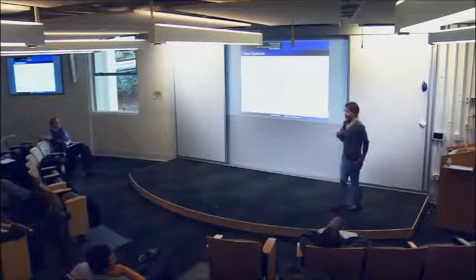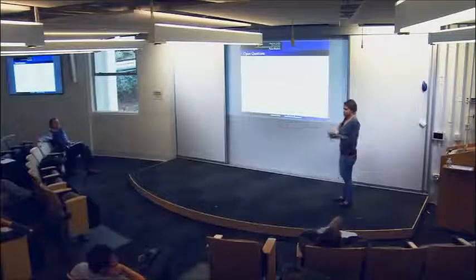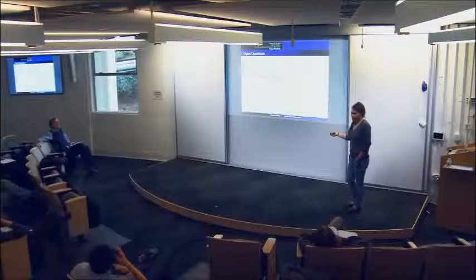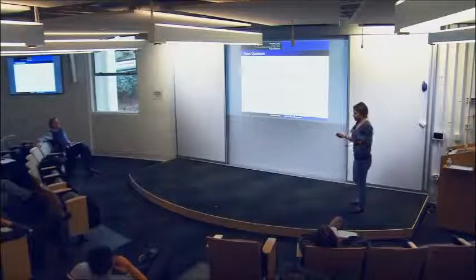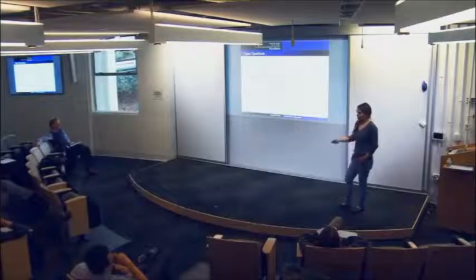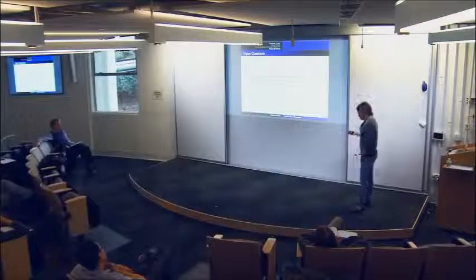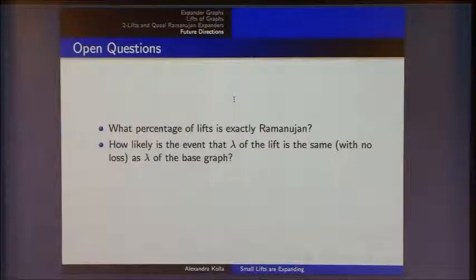So the main open questions that I found, and in fact, a few of them are the reason why we got there with this result, is what percentage of lifts is exactly Ramanujan? Is it 51%, 52%, or something else? I don't know. There is no clear methodology to argue about when something is exactly Ramanujan right now. Then a similar question: if you start from any base graph, how likely is it that you get exactly lambda in the lift? We don't know how to say that, but if we did, that would be great.